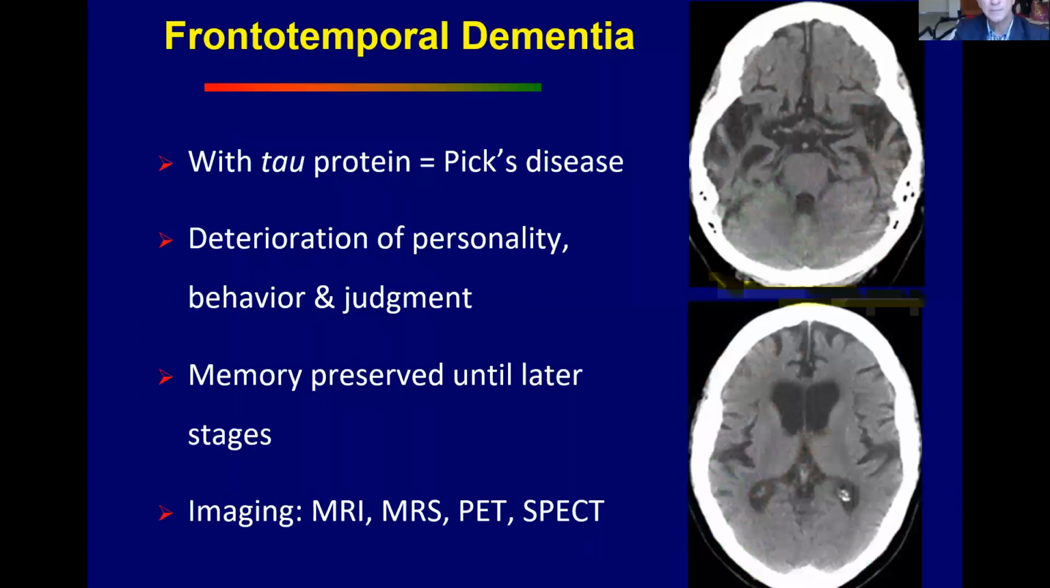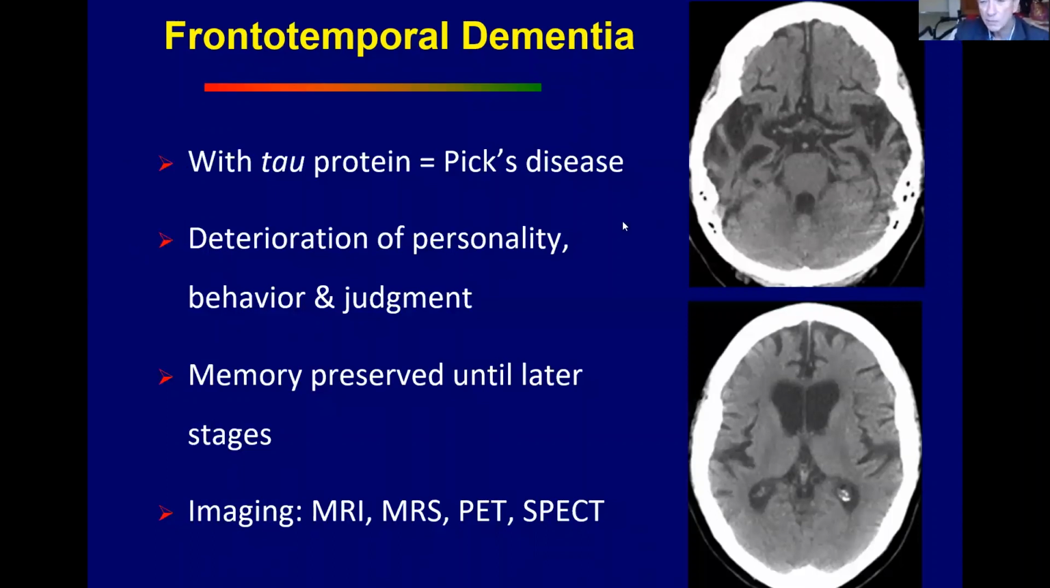Frontotemporal dementia is distinct and has a different clinical presentation. If they do a biopsy and it's associated with tau protein, then it's classified as Pick's disease. Frontotemporal dementia is characterized by deterioration of personality, behavior, and judgment. The memory is preserved until later stages, so that helps distinguish it from Alzheimer's disease.